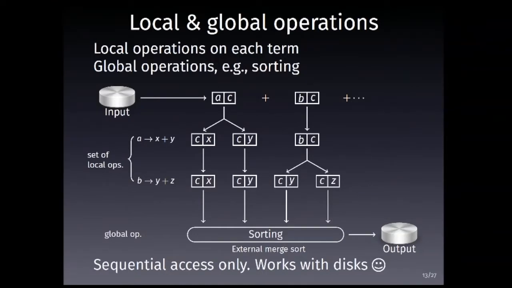Then the sorting system of FORM can use an external merge sort, which is good even for disk space. So in the end, what we need is just sequential access to the disks, so it would work with disks.